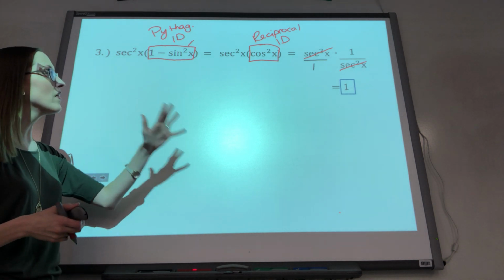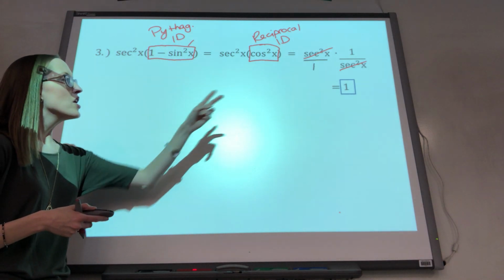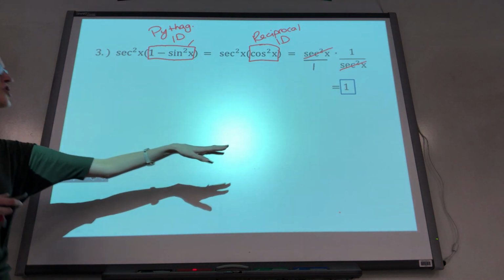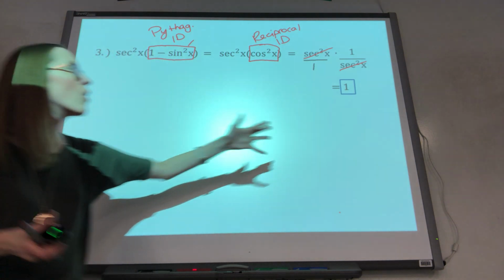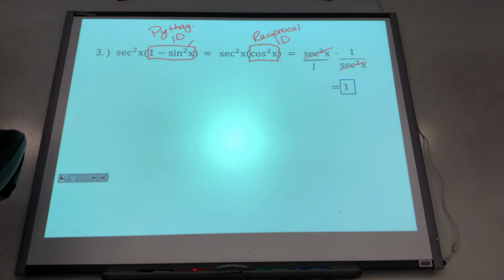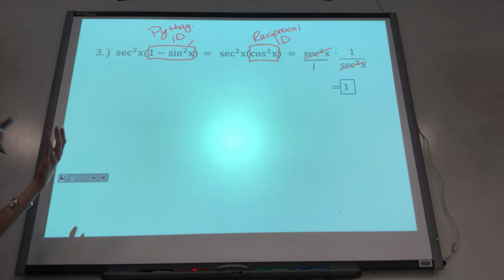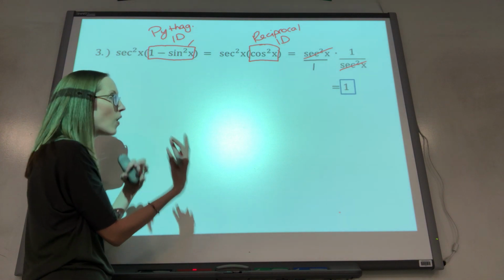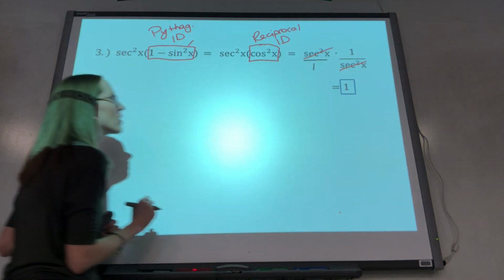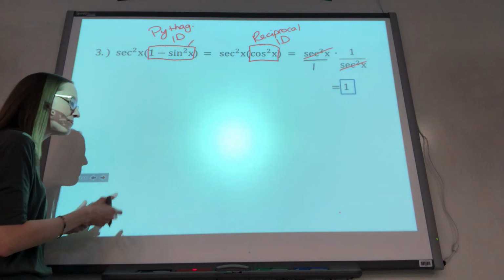All right, on all of these problems today, your final answer should either be a number of some kind or just a single trig function. It shouldn't have sine and cosine or something like that. It should just be one single trig function, or it could be a number like what happened right there.